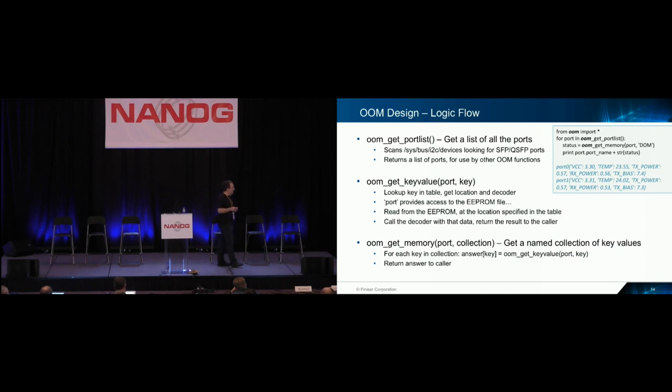Some examples of how you would access information on the port. The first bullet point gets a list of all the ports in a switch, after you call the OOM library, of course. In the second bullet point, you get a specific value for a specific parameter you're looking for. Or alternatively, as shown in line number 3, you could get a collection of parameters by invoking, in this case, the DOM function. As you can see in the example on the right, those three simple lines will get you all the info. And if you had 32 ports, you would get 32 lines of all the optical information on that particular box.